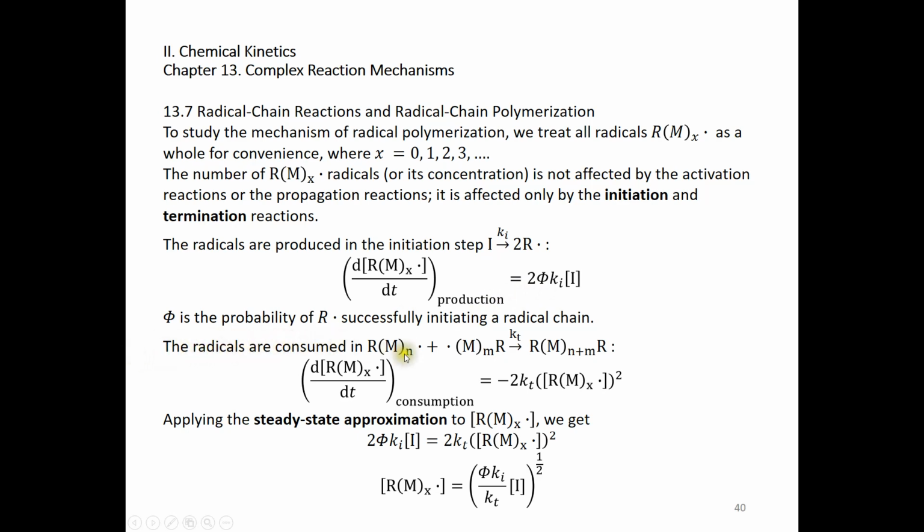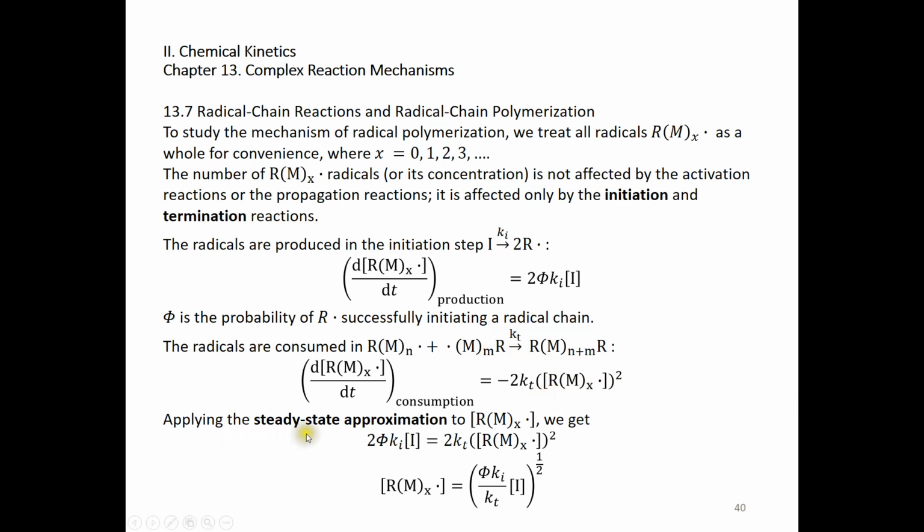The radicals are consumed in the termination reactions. So over here, 2 radicals are annihilated at the same time. So the consumption rate of the radicals is negative 2 k sub t times this squared. Again, we're just treating both M and N as X. X is just more general. We treat this as R_M X, we treat this as R_M X. So again, we're using R_M X as the total concentration of all those radicals.